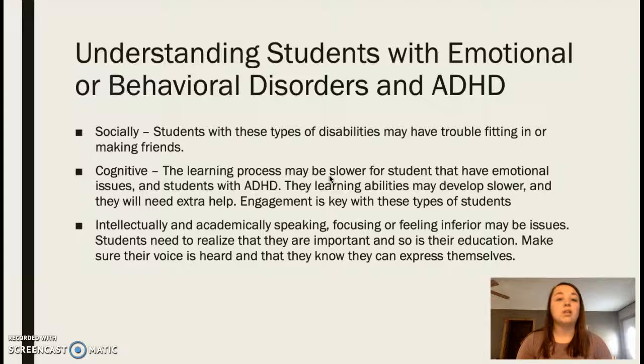It's just, they need to be able to keep focused, and they need to know that you're going to be there to help them keep that focus and feel like they're wanted within the classroom. They just need to know that their voice can be heard, and that you're there to help them, and that they can express themselves in any way that they feel beneficial to keep them intellectually and academically engaged.